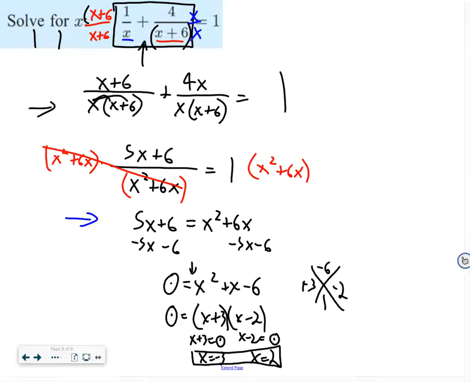Okay, that concludes our notes on solving quadratics by factorization. Highlight any questions you have and bring them to class tomorrow.